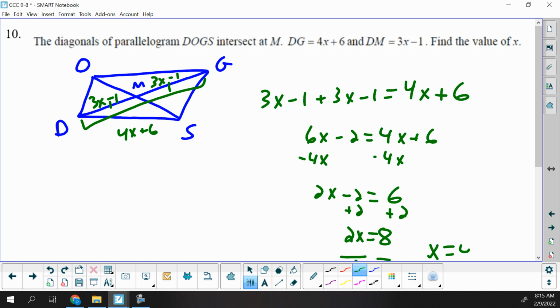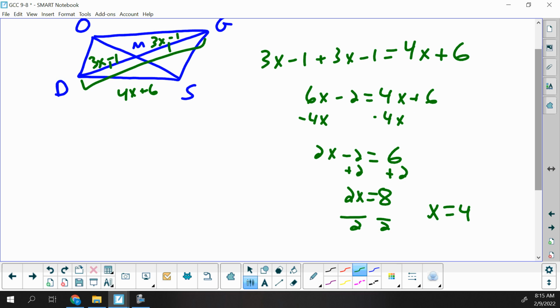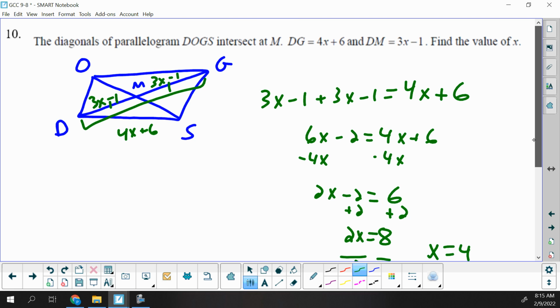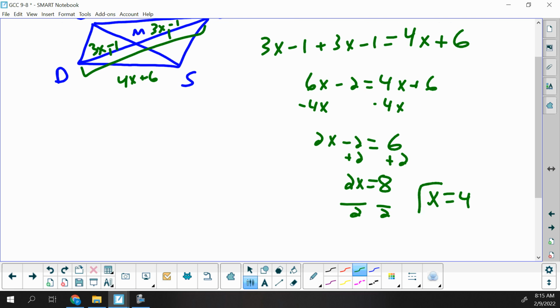Double check the problem and see what we wanted. We just wanted to find the value of x, so we are done. Always be sure to recheck the problem because sometimes you will have to sub back in.